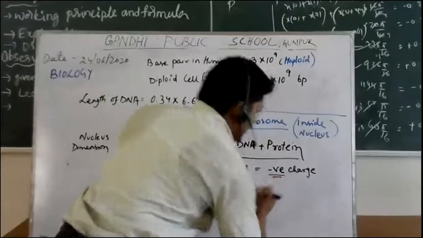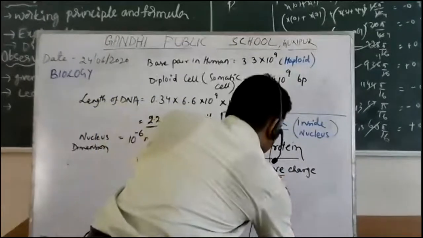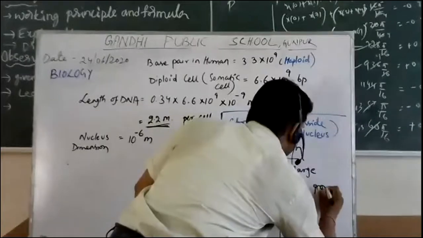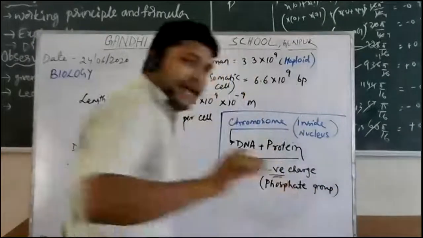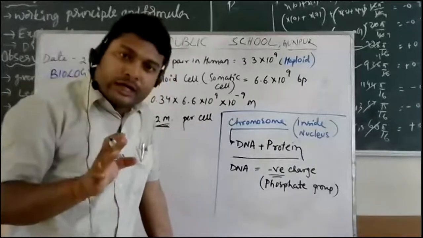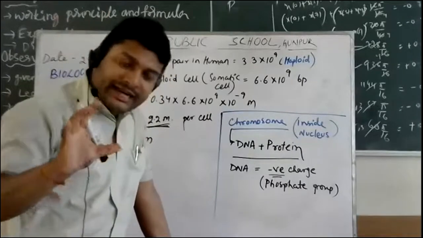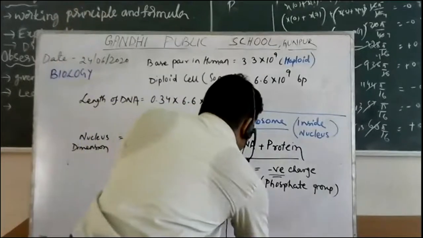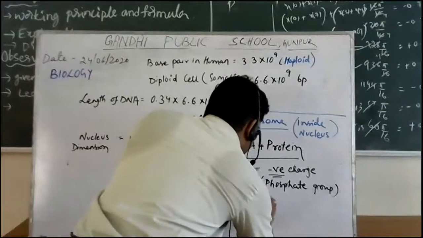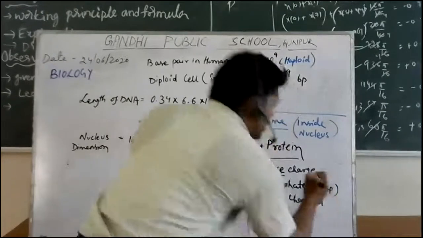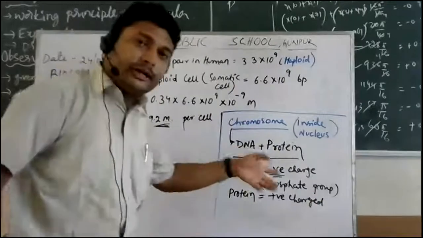DNA is negatively charged because of the presence of phosphate, right? The phosphate group, if you remember, we're talking about H3PO4, phosphoric acid. Now the phosphate group here is going to give the DNA an overall negative charge. We'll talk about later that the proteins here are positively charged. Why? We'll talk about that again in a minute when we talk about the eukaryotes.